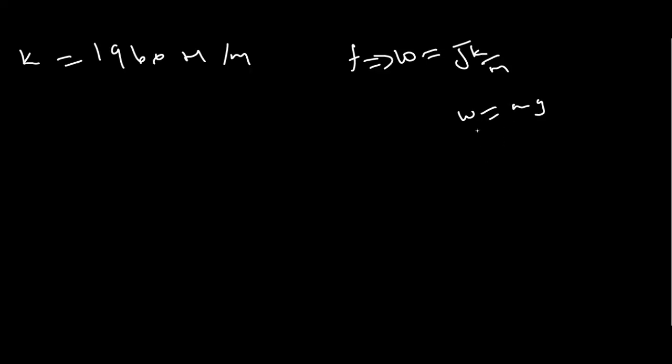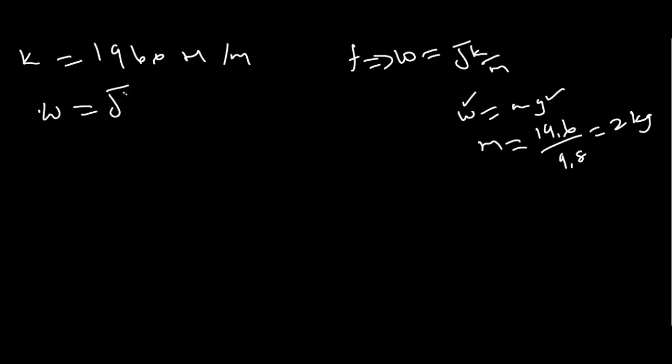So we already have the weight, we have the mg, so we can even find the mass. The mass is equal to the weight, which is 19.6 divided by 9.8, which is going to be 2 kg. So from that part, now we can find our angular velocity, which is equal to the root of k divided by mass.